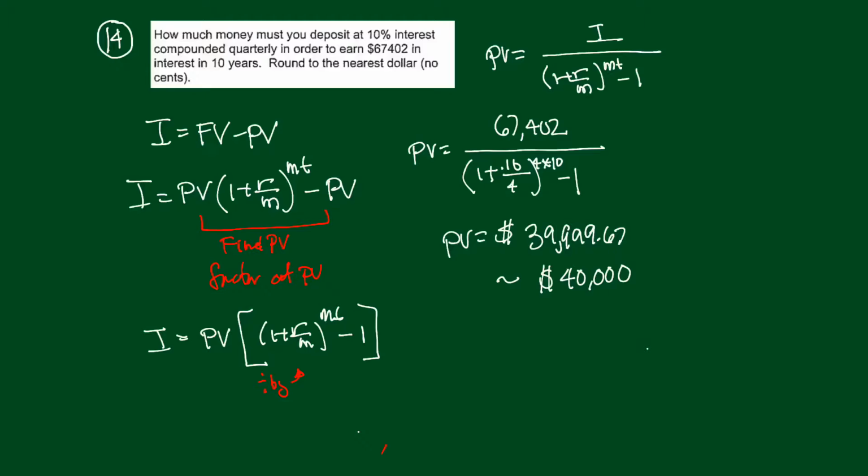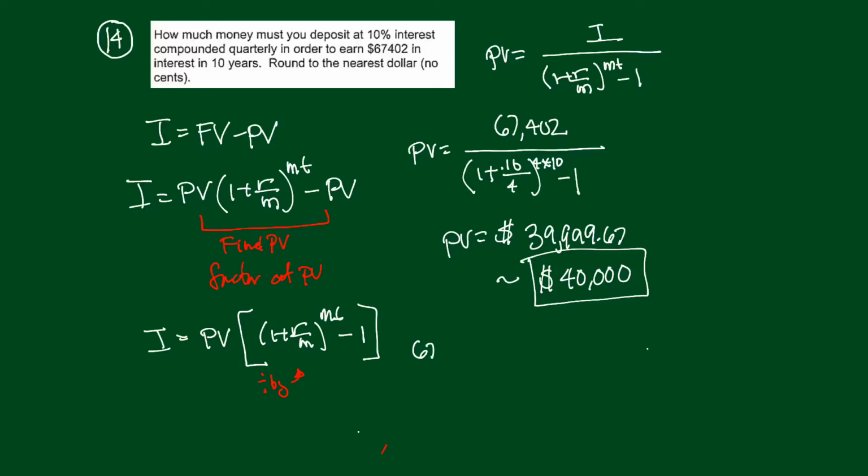So if we put in $40,000 right now and leave it there for 10 years, compounded quarterly at 10%, we would make $67,402.